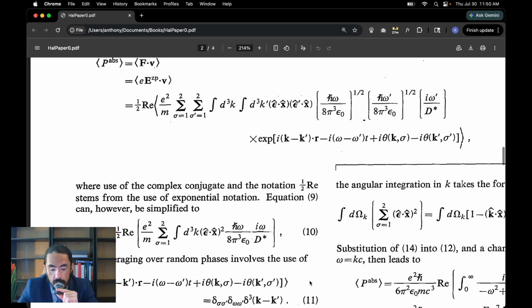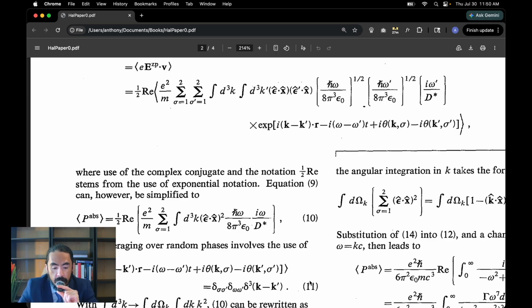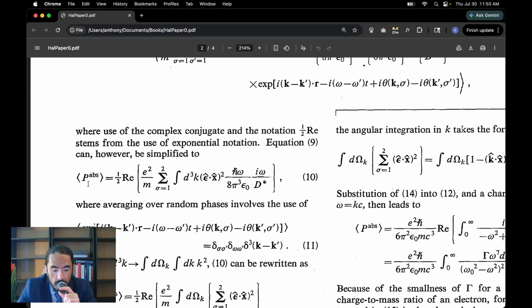The behemoth, which is equation 9 that I just read, can, however, be simplified to the expectation value of absorbed power capital P is equal to 1/2 times the real component of E squared over M times the sum over sigma from 1 to 2 of the integral of D cubed K. Then we have, for the integrand, the dot product of epsilon hat with the vector x hat, then taking that dot product, squaring it, and multiplying it by a fraction with the numerator of h bar omega and a denominator of 8 pi cubed times epsilon naught, then times another fraction, which is I omega over a denominator of capital D star, or the complex conjugate of capital D.